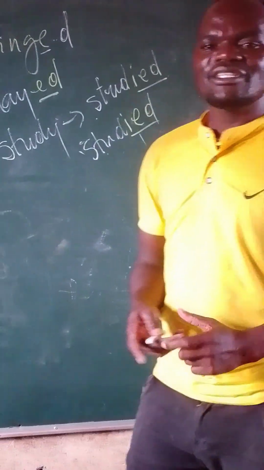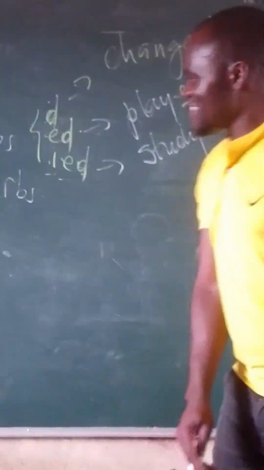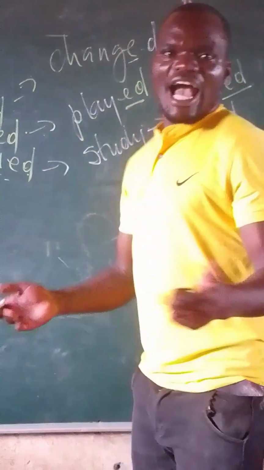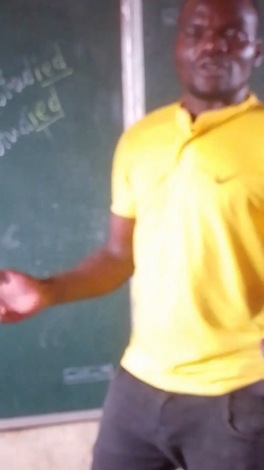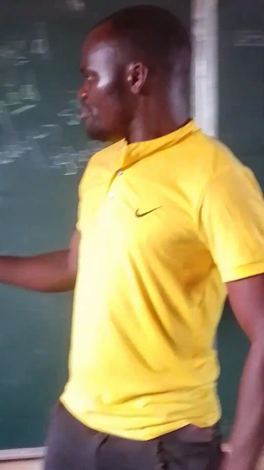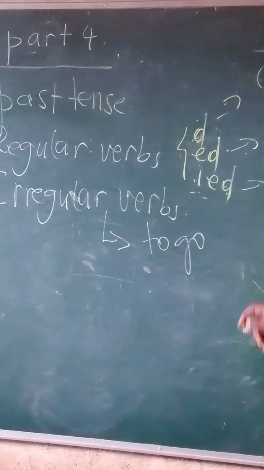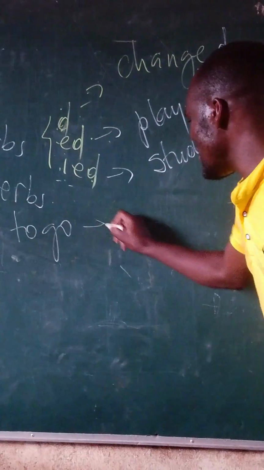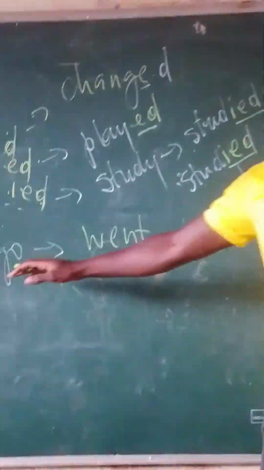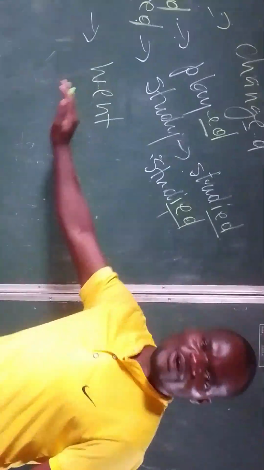So there is also another type of verbs, which are irregular verbs. Repeat, irregular verbs. Good. The irregular verbs are those verbs which change irregularly, so they do not follow the rules while they are changing. Example, we can have the verb to go here. To go is going to be in the past went. You see, it is completely changed.